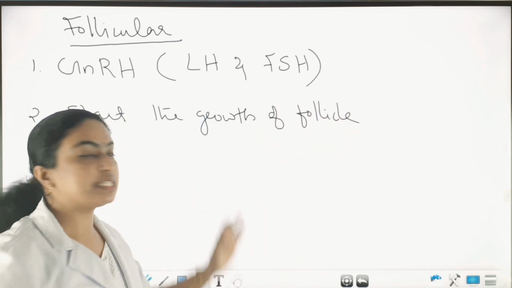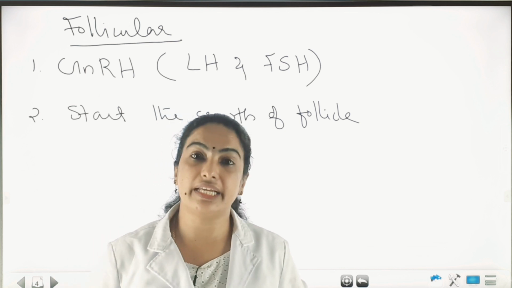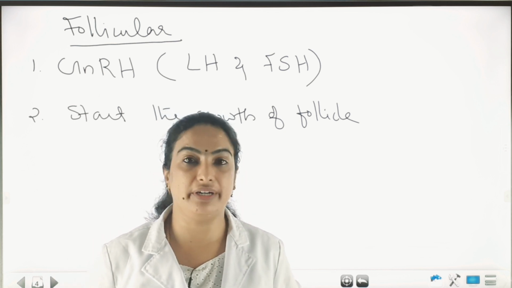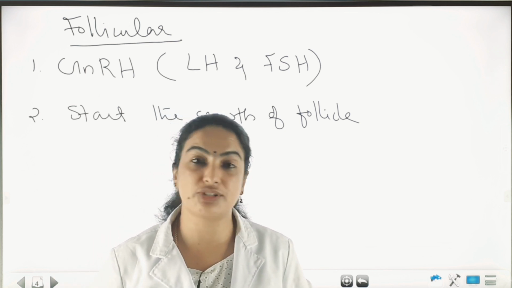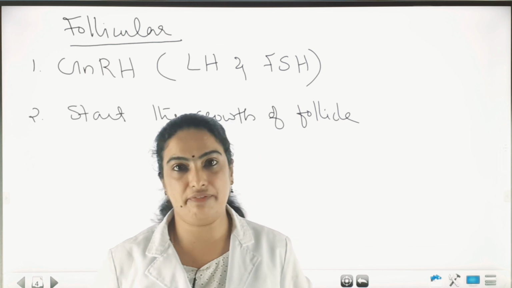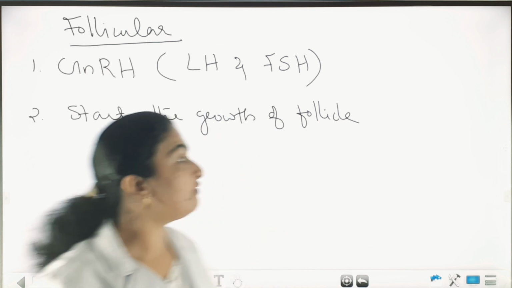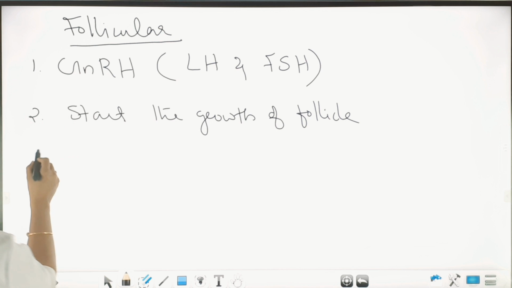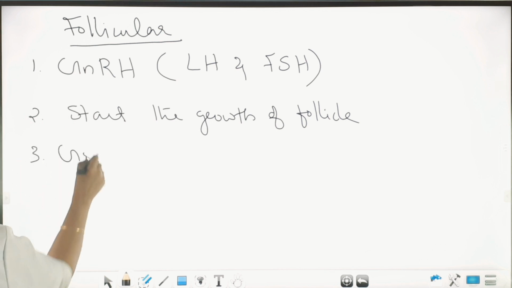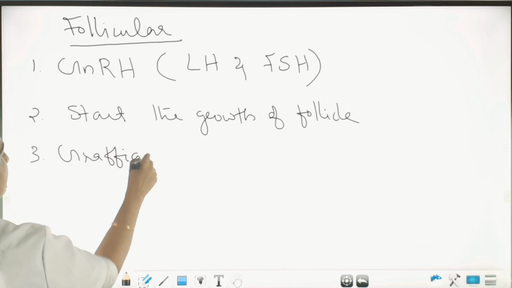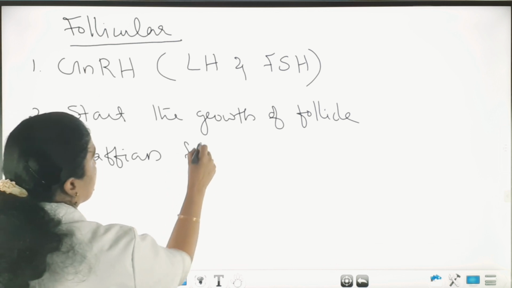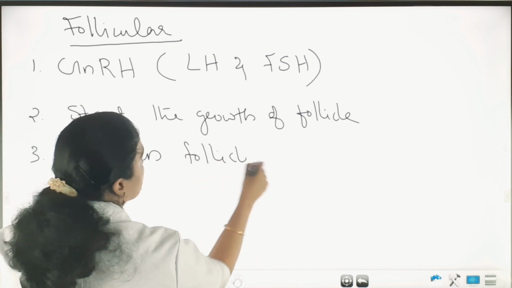So this follicle starts to develop and attain maturity. That is a mature follicle. Which is the mature follicle? Graafian follicle. So this Graafian follicle develops. Graafian follicle formed.